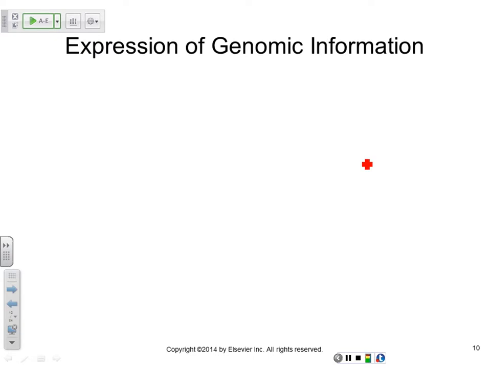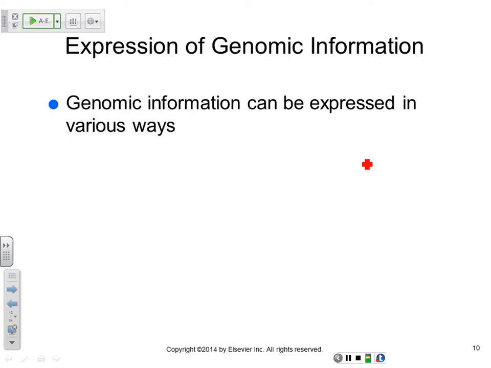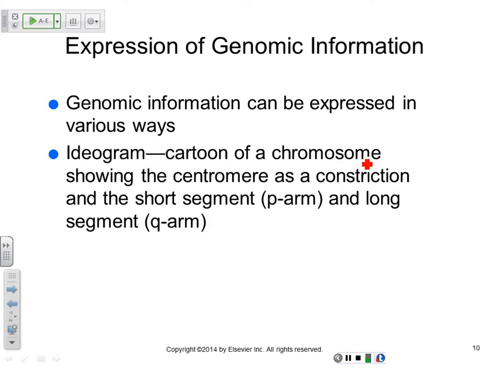So, expression of genomic information can be expressed in various ways. We just talked a little bit ago about the ideogram, which is a cartoon of the chromosome, and the bands on it show the position of the genes, which is very important. If you're targeting a specific gene on a chromosome, you want to know where it's located so you can fashion a treatment on it. So there goes that short and long arm, the P arm, which is the short, and the Q arm, which is the long arm.